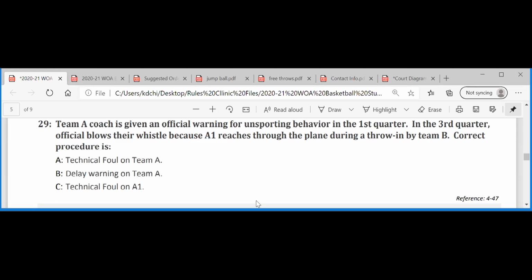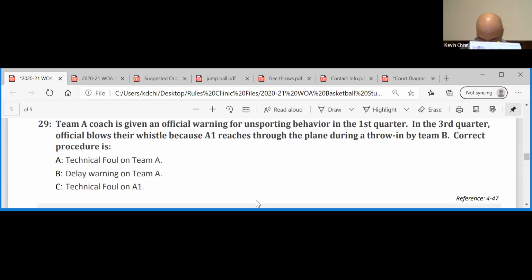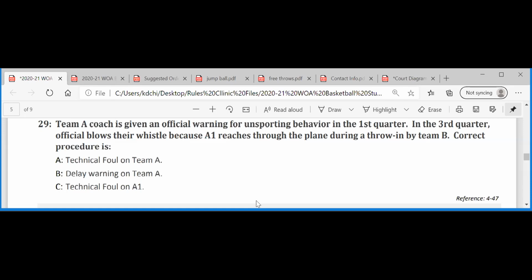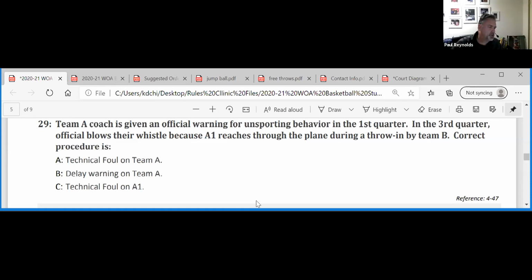I believe that the technical would only be if the reach through the plane happens the first time as well. It's the first time they've reached through the plane, so they get a warning. That is correct. But what about the unsporting behavior in the first quarter? I think it's unrelated. Could it be because the warning was on the bench and this is on the playing court? I don't know that's true, but I'm wondering if that's why the warnings wouldn't stack.